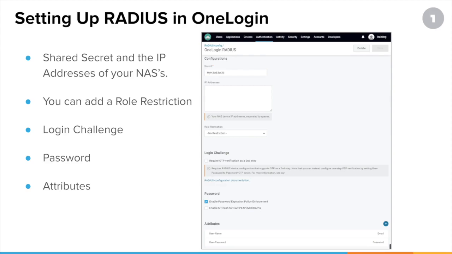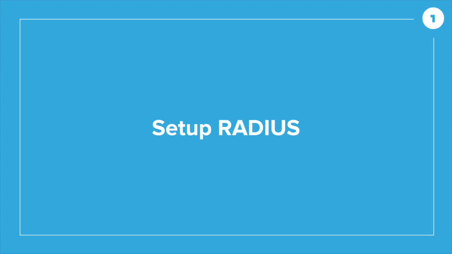The checkbox there for enabling NT hash for EAP-PEAP or MS-CHAPv2 enables a more secure connection between OneLogin's Radius server service and the Radius client. Last section is for customizing the attributes a user has to provide in order to authenticate. For example, username is mapped to a user's email address by default. Could map to another user field within OneLogin if you wish. All right, so let's go check out how to set up Radius.